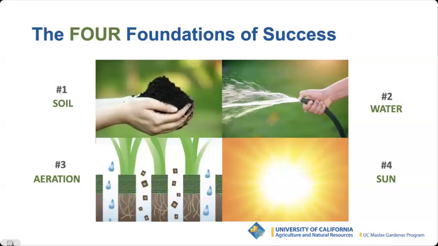Number 4 is the sun. Last but not least, energy from the sun is the driver for plant growth. But just as for water, too much or too little sunshine can create problems. In the larger context, soil and air temperatures, which are also determined by sunlight, are critical for plant health.